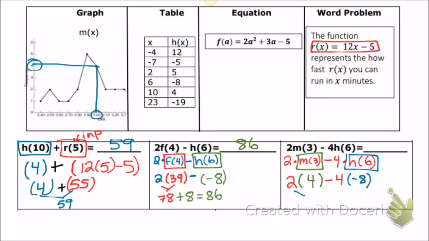Now we're ready to multiply. 2 times 4 is 8. And then negative 4 times negative 8 is positive 32. When you add those together, you get 40, and that's our answer right here.